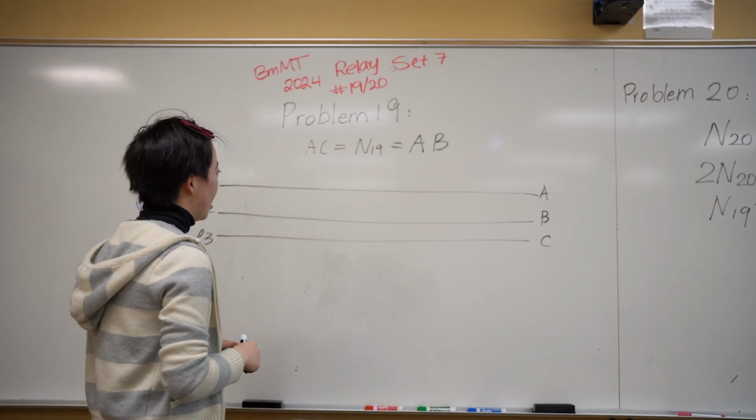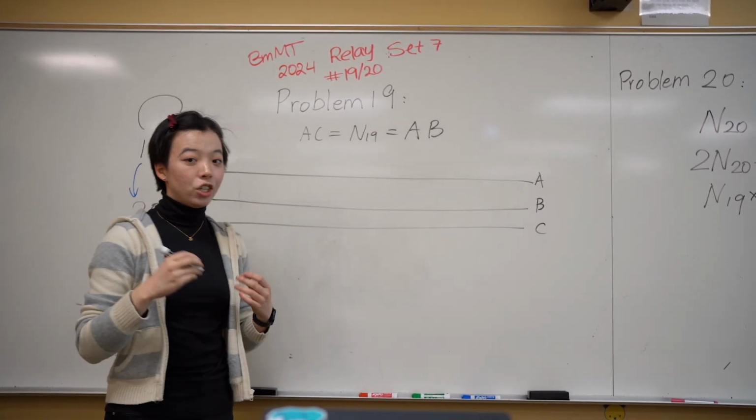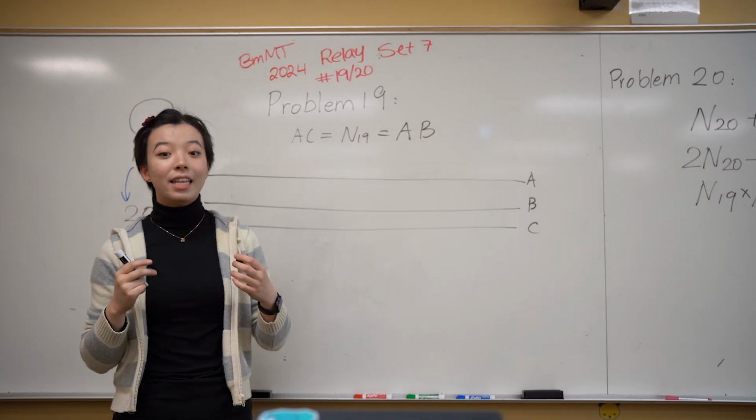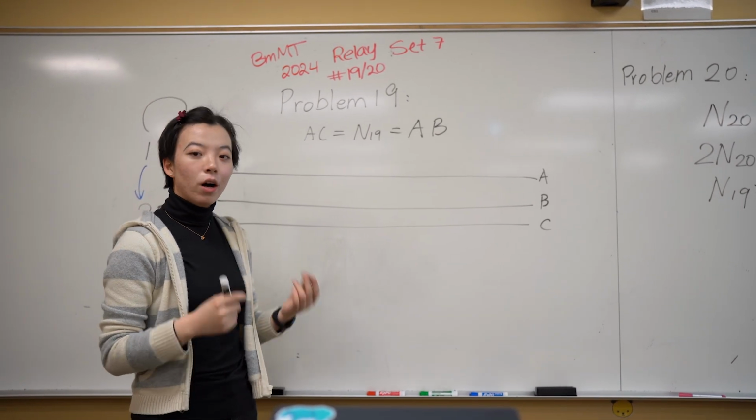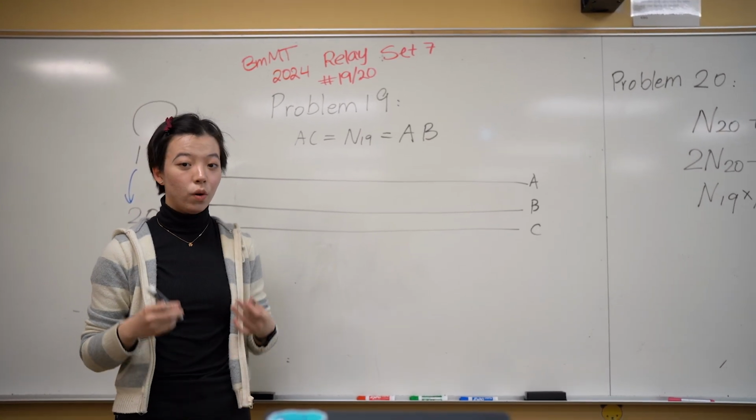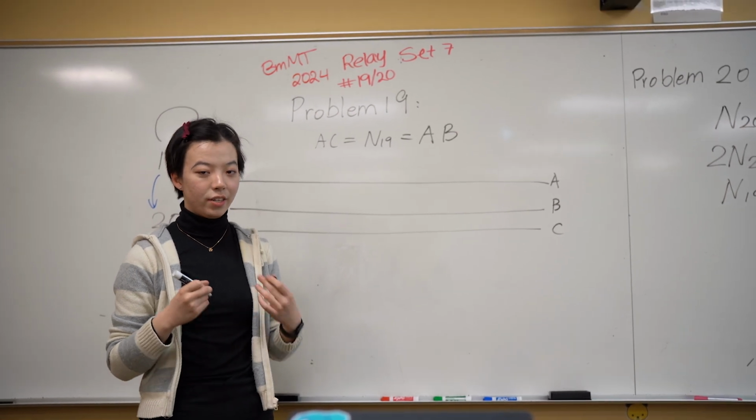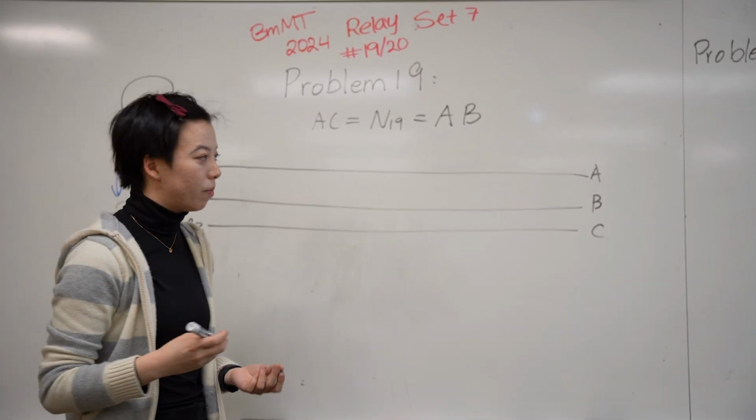So what we have is AC equals AB. That shows that this triangle is an isosceles triangle. And we also have that BC is equal to N20 times the square root of 10. So let's see how we can go from there.